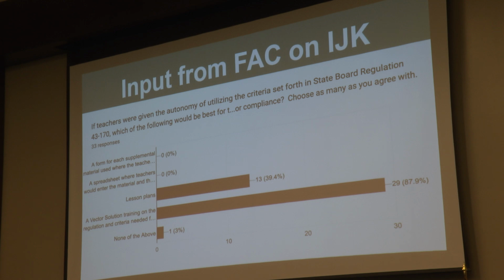And then once the teachers sign off on that, they're saying that they agree that whenever they choose a material, they are going to ensure that they are following the law. So that was pretty popular. There was one person that said none of the above.